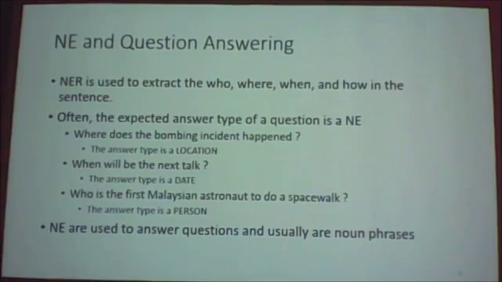Name entity recognition is used to extract the who, where, when, and how in a sentence, which we can see in the common chit-chats in our daily life. For example, where does the bombing incident happen? The answer type will be the location. And when will be the next stop? The answer type will be the date. And who is the first Malaysian astronaut to do a spacewalk? The answer type is person. So, in fact, most of the answers to a question are usually a name entity, and just in case, I notice, name entities are usually noun phrases.